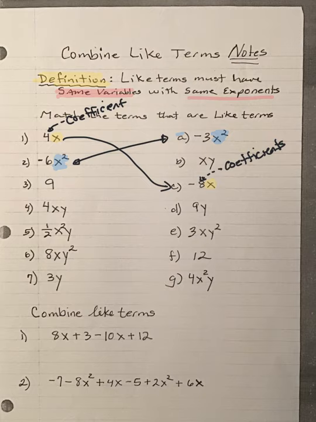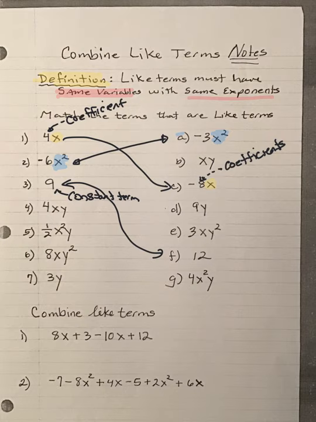Look at number 3. Number 3 does not have a variable. That is called a constant term. So when you do not have a variable, that is called a constant term. And notice that this goes with F because they're both constant terms. They both do not have variables, so they're both constant terms. They are like each other.